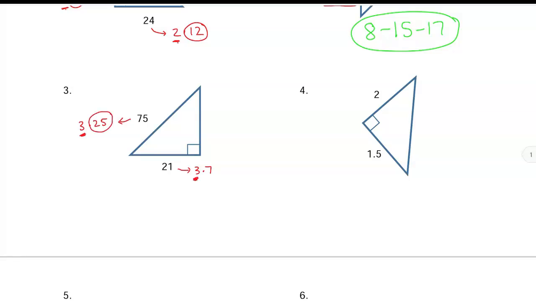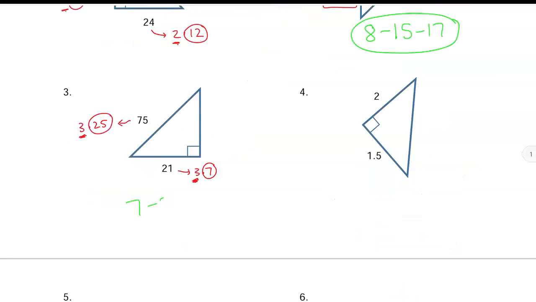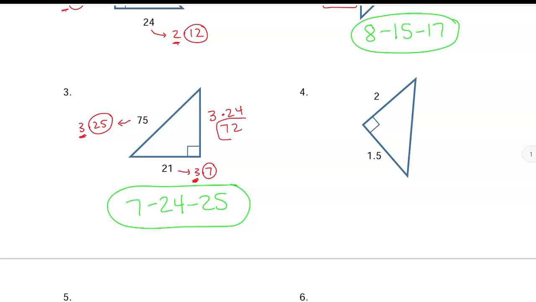The hypotenuse has a 25 as a factor, and a leg has a 7. That actually comes from this family down here, listed below. It's the 7, 24, 25. So this is the family 7, 24, 25 that we are seeing in this right triangle. If the leg is 3 times 7 and the hypotenuse is 3 times 25, then the other leg is 3 times 24, which is the same as 72. So the answer to number 3 is 72.